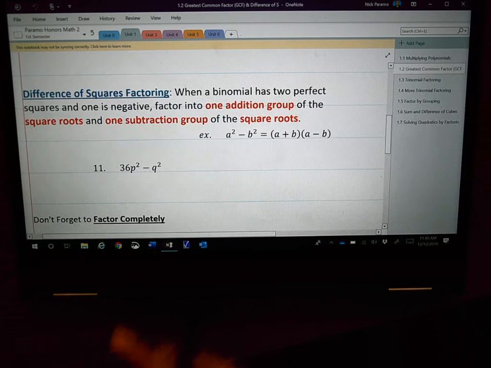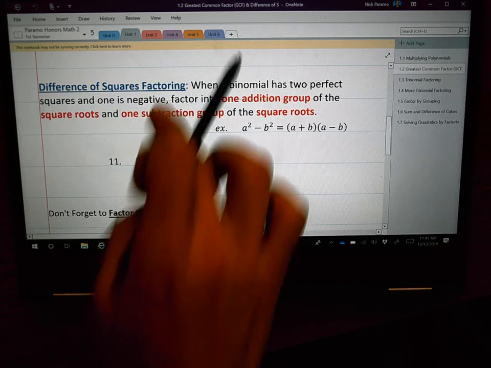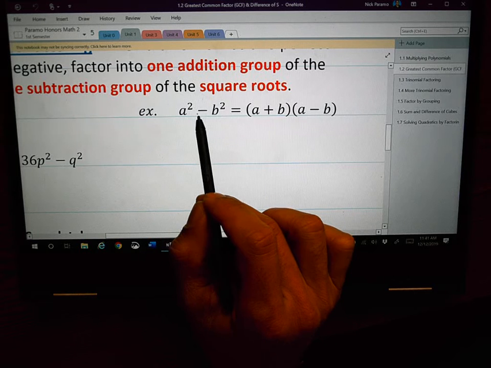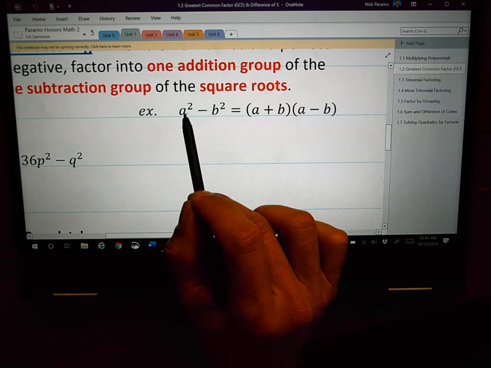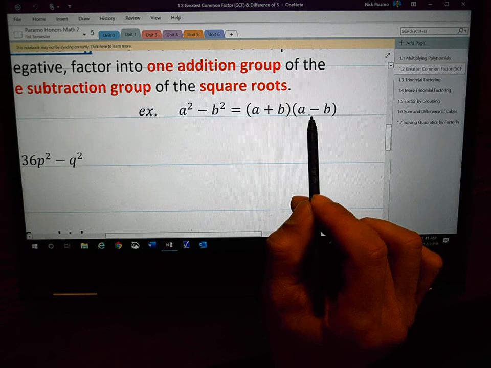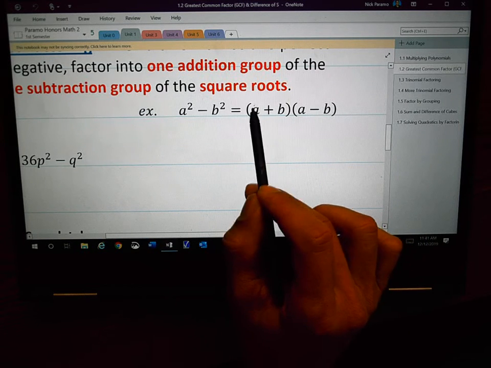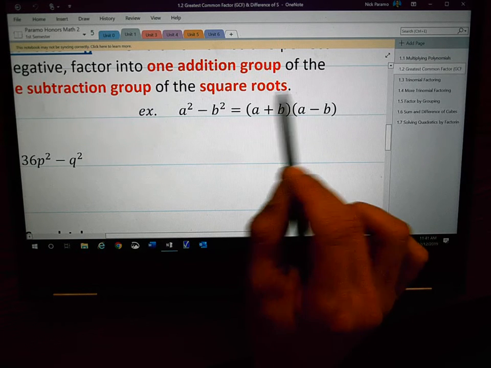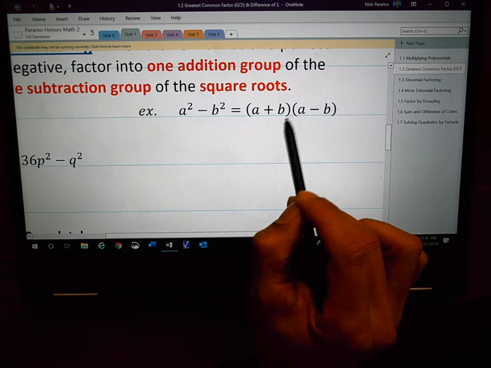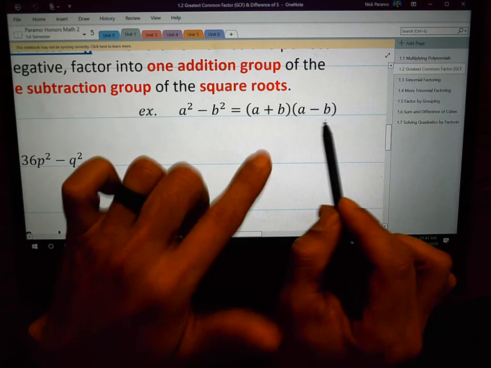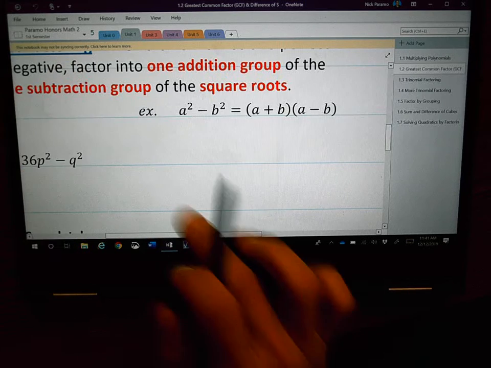The second type of factoring was something called difference of squares factoring. When you have 2 perfect squares and there's a subtraction sign, it only works for subtraction. You can add one set of your roots and subtract one set of your roots, and when you FOIL this, you'll get that. The outside is a negative AB, the inside is a positive AB. Even if you FOIL this out, the 2 middle terms cancel each other out, and that's why it always works.